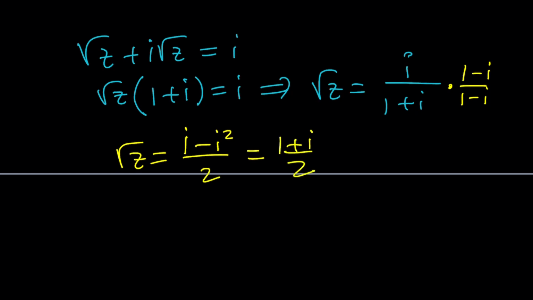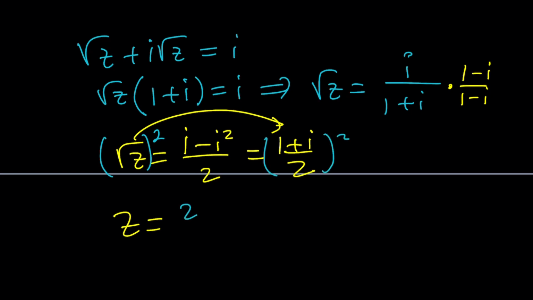But guess what? This is square root of z. If you're trying to find z, you should square both sides. And if you do, you're going to get 1 plus i squared. Hopefully you know that it's 2i. And 2 squared is 4. And this is going to be 1/2 of i. And this is what we found with the first method too, right?